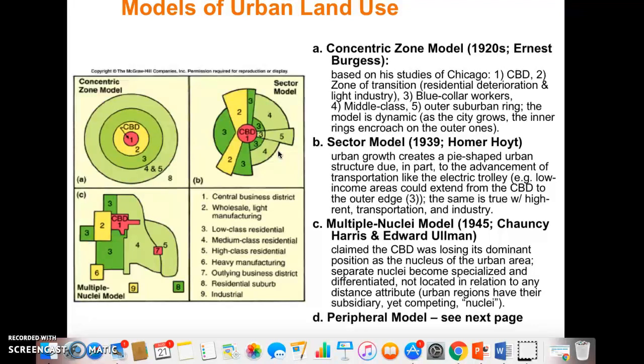So the multiple nuclei model means that the center business district is no longer just the center area of the city. So usually you have an outlying business district as well. So like Miami fits this model really well. There's not one area that is like the main area to go to in Miami. You've got the Bayview area, you've got the downtown area by the museums, and so you've got multiple nuclei. You might have like a center over here where you have like universities and museums, and so there's multiple nuclei.